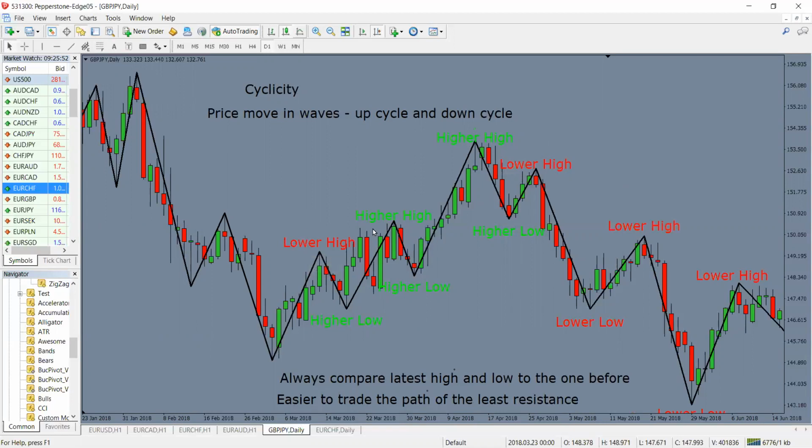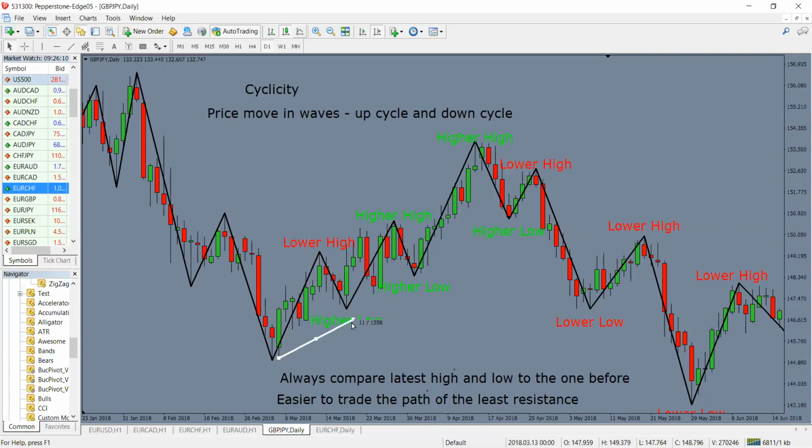Now, how do I get all this, higher high, lower high, higher low, all these things? It's actually relatively simple. All I need to do is just to compare to the previous high and low. So this high, when I compare to the previous high, is lower. That's why it's a lower high.